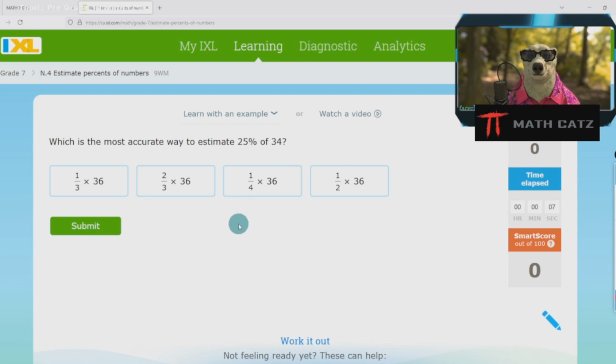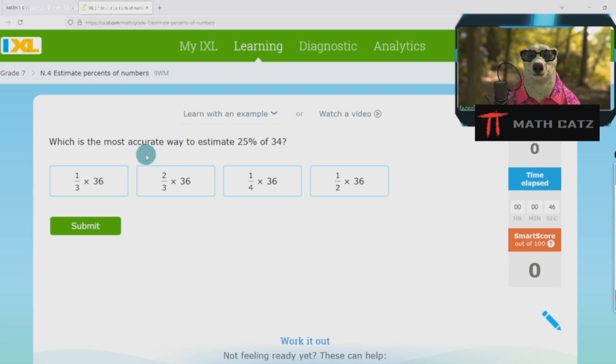Which is the most accurate way to estimate 25% of 34? Well, that's a loaded question. When it comes to estimation, I like to tell people you can technically not be wrong if you say estimate this, because I don't know how accurate you want the estimation to be. And if you want to be all the way perfectly accurate, then it's not an estimation anymore. So there's a very large range of what estimation could really mean, and it can be quite flexible.